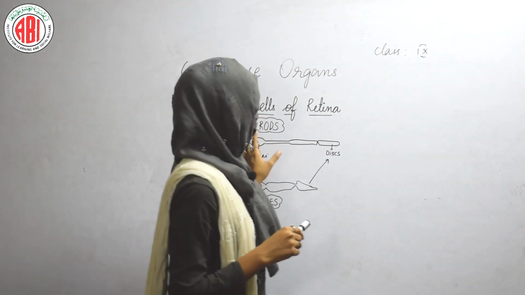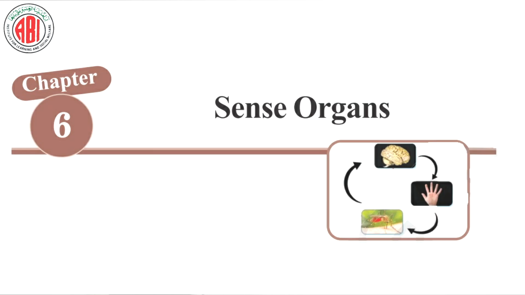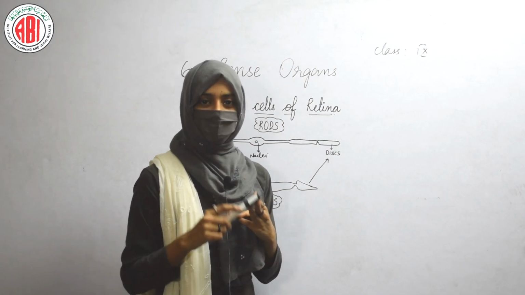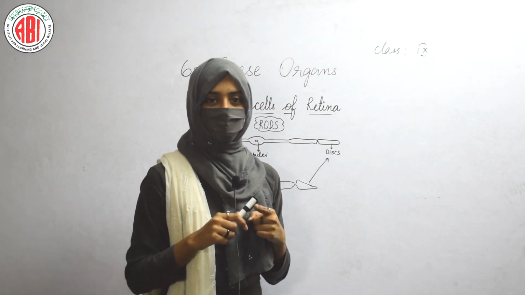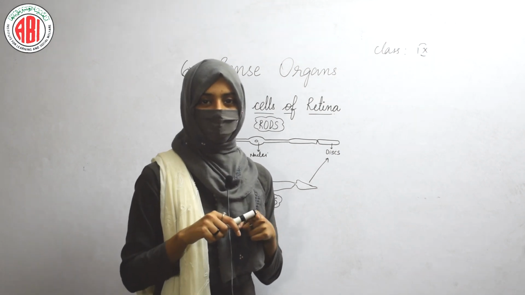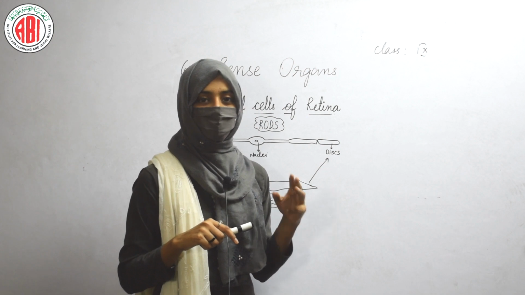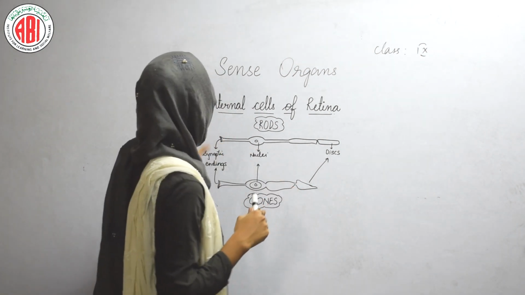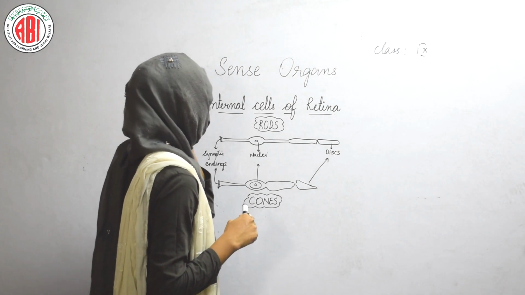In today's class, I'm going to explain to you about the internal cells of the retina. In the previous class, we already studied the structure of our eye. In the eye, three layers are present: the first is the sclerotic layer, the second is the choroid layer, and the third, which is the most important layer, is the retina. So in today's class, we'll study the internal cells of the retina.